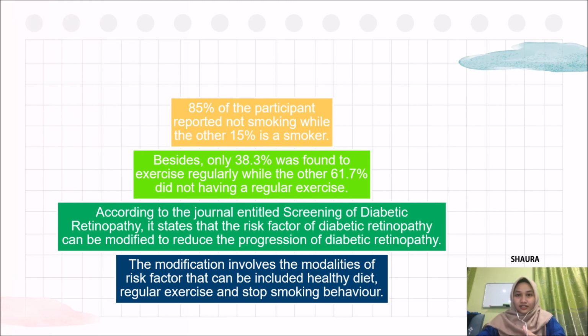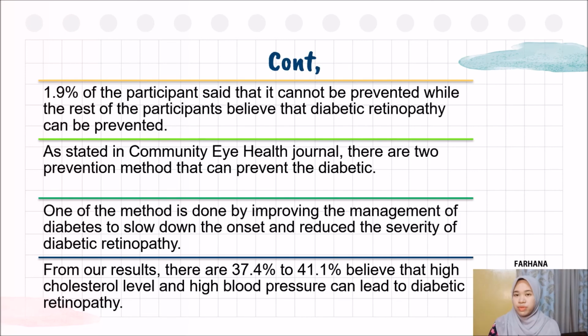According to the journal entitled Screening of Diabetic Retinopathy, the risk factors of diabetic retinopathy can be modified to reduce the progression of diabetic retinopathy. The modifications that can be included are a healthy diet, regular exercise, and stopping smoking. When the participants were asked if diabetic retinopathy can be prevented, only 1.9% said that it cannot be prevented, while the rest said it can be prevented.